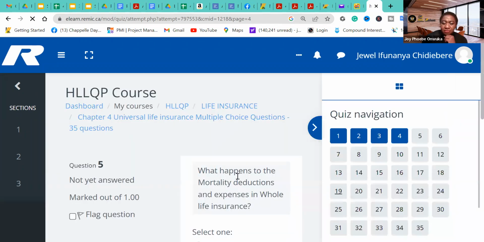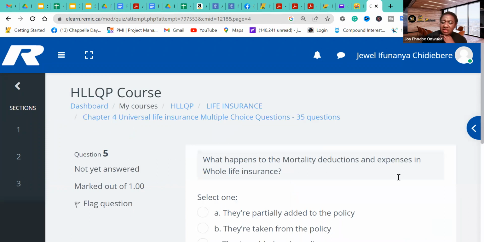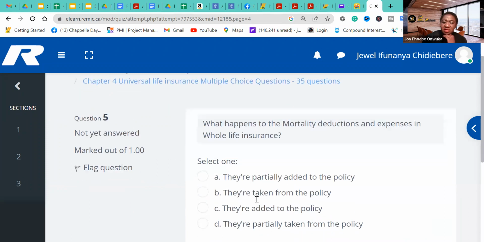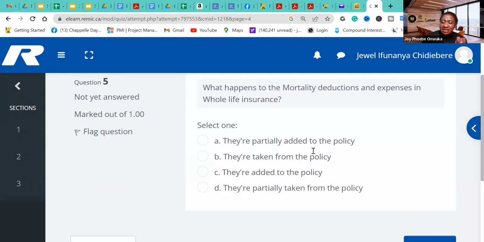Okay. What happens to the mortality deductions and expenses in whole life insurance? They are partially added to the policy. They are taken from the policy. They are added to the policy. They are partially taken from the policy. No, they are taken from the policy.